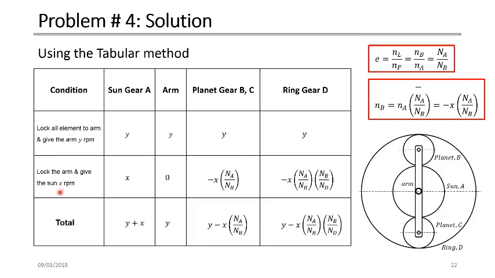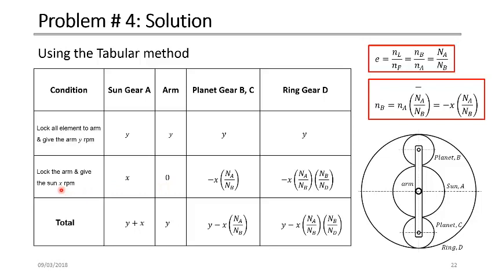The second condition is that we lock the arm and give the sun gear x RPM. So we just hold the arm here. We don't allow the arm to rotate. It means that the speed of the arm is 0. So you need to remember this: if you lock the arm, it means that the speed of the arm is 0.